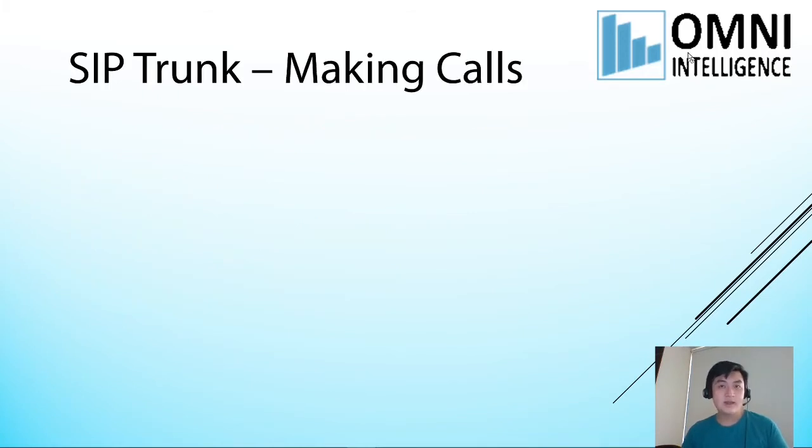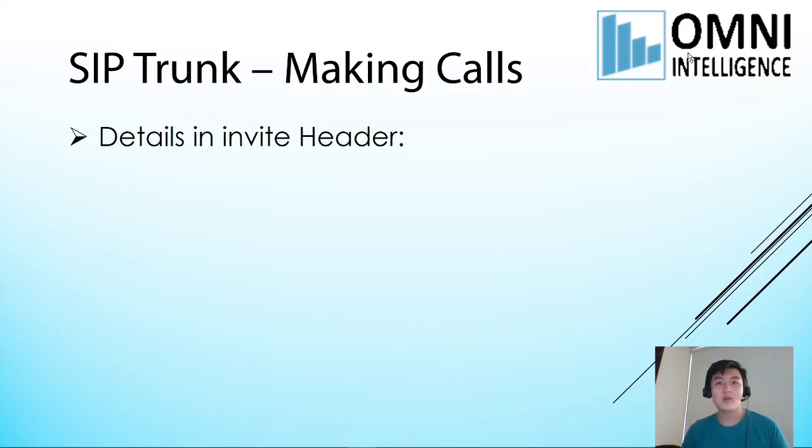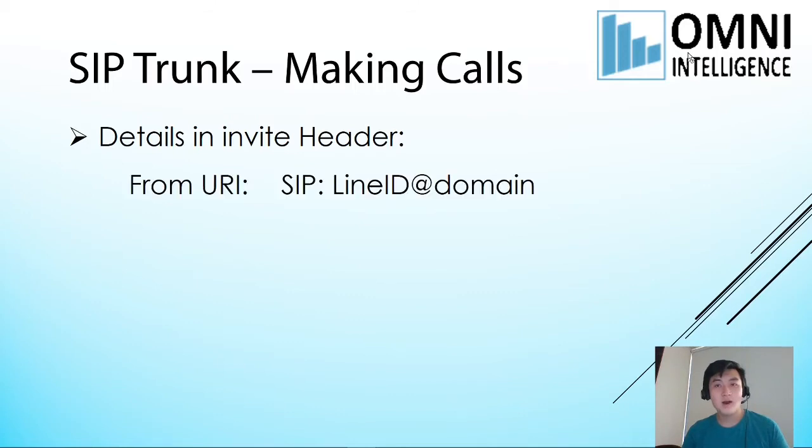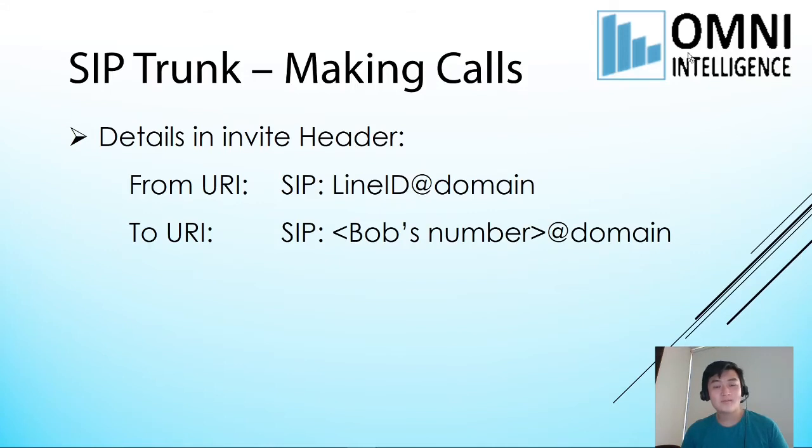So now that we've laid out the cogs and gears of SIP trunking, let's talk about what actually happens with the trunk. Before an invite signal is sent, the trunk appends a header which encloses the from URI, which is the line ID, as well as the to URI, which is the destination.